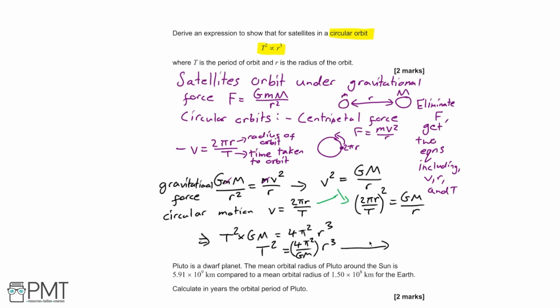And since 4π squared over GM, and this is big M, remember, is a constant, we have that T squared is proportional to r cubed, which is what we were after.